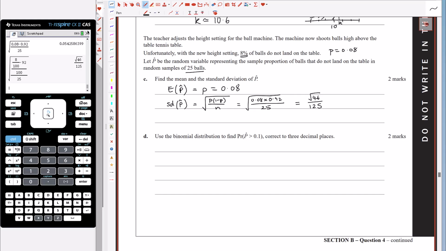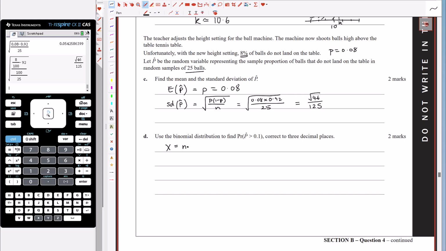Either the question will have told you how many decimal places, or if it doesn't, then you need to give an exact value. Use the binomial distribution to find the probability that p hat is greater than 0.1, correct to 3 decimal places. Okay, it shouldn't need to tell you to use the binomial distribution, but that's okay. So this is where we need to have an understanding between, we have 2 different variables here, p hat, which is not a binomially distributed variable, and let's say x, which is a binomially distributed variable.